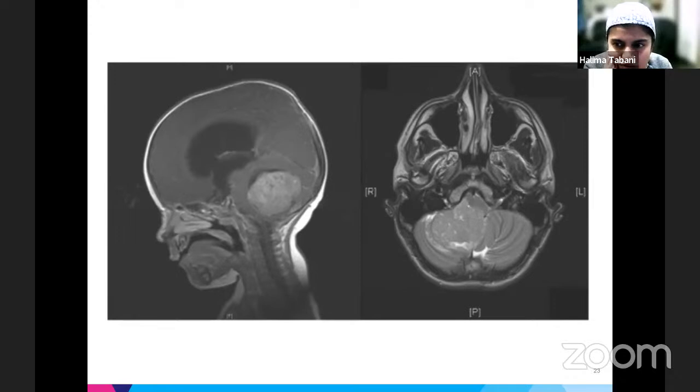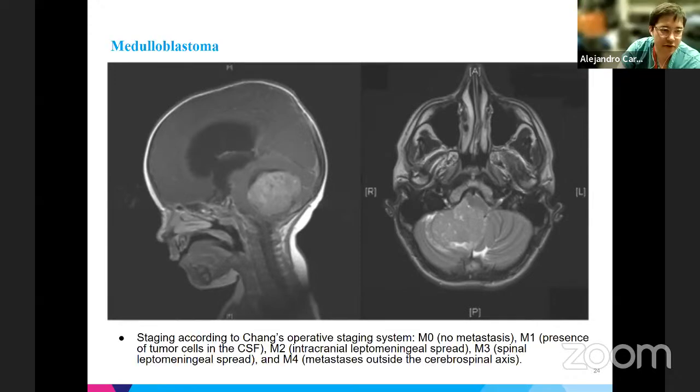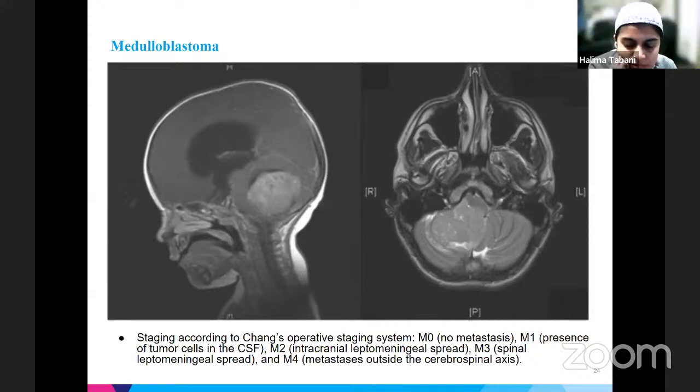Medulloblastoma. Yep, that's right. Good. So medulloblastoma is divided into these 4 groups, and they're thought to each derive from distinct cells of origin. Do you know which one has the better prognosis, which one has the worst prognosis? The WNT one has the better prognosis.